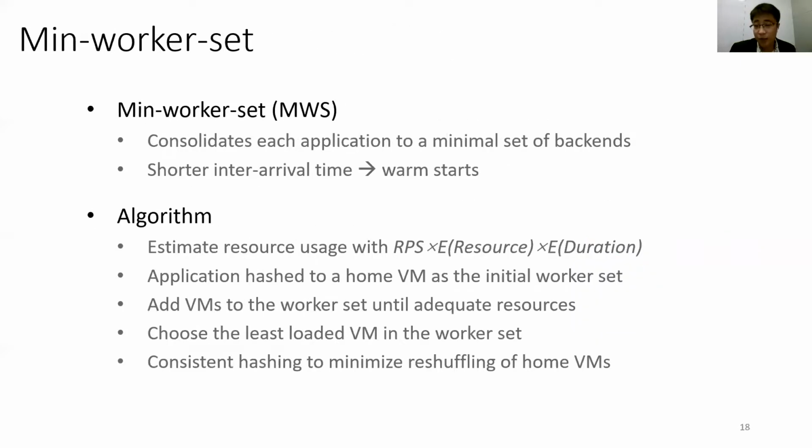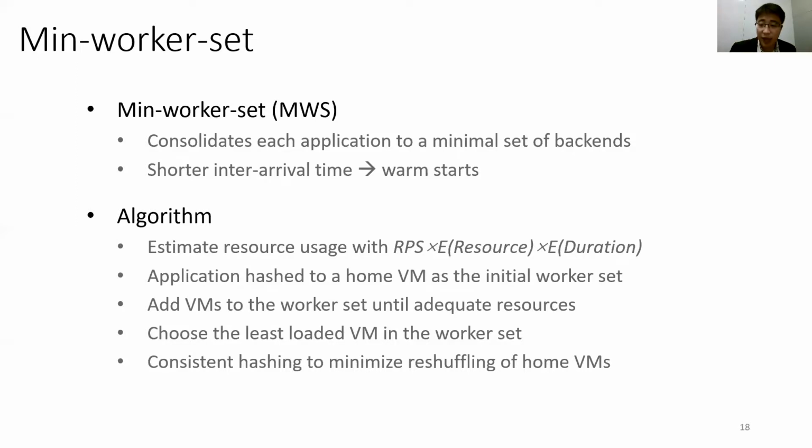To optimize the cold start, we propose a new load balancing algorithm, the minimum worker set algorithm. The intuition is that we can consolidate each application to a minimum set of backends. Thus, the interarrival time is minimized, leading to more warm starts, while at the same time, the queuing time can still be reduced. The algorithm proceeds as follows. For each application, the load balancer estimates its expected resource usage.